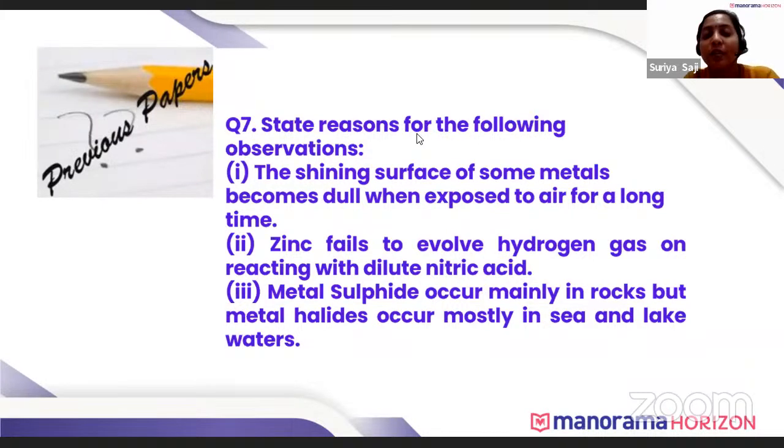So for metal sulfides, the characteristic is they are insoluble in water. So they will remain whether rain happens or not. They will remain in rocks itself. That's why metal sulfides occur in rocks. But halides are soluble in water. So during rain and all, if it is occurring in rocks or soil, it will carry it to the sea and lake. That's why metal chlorides will be seen in water bodies.